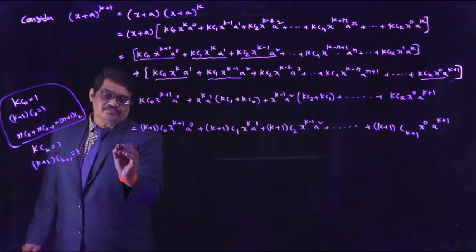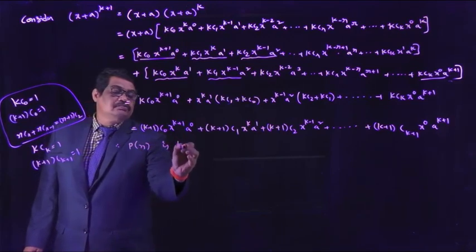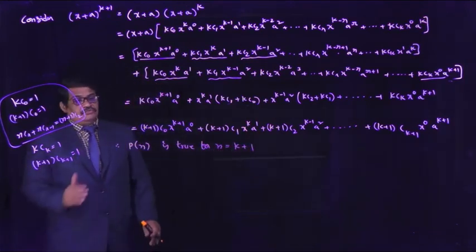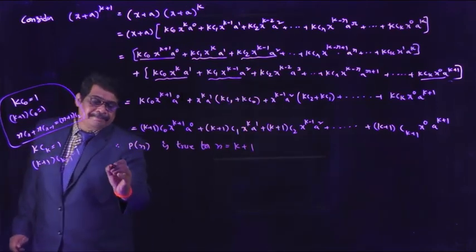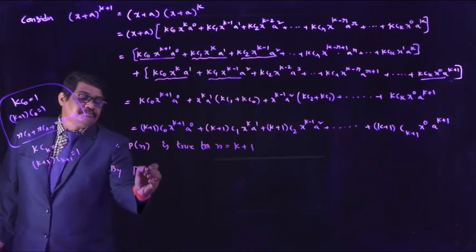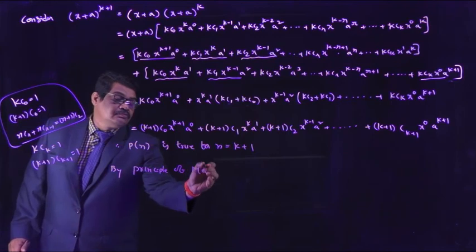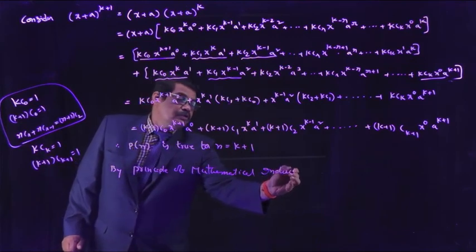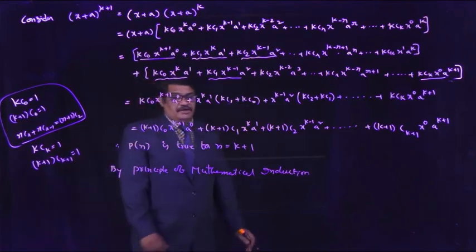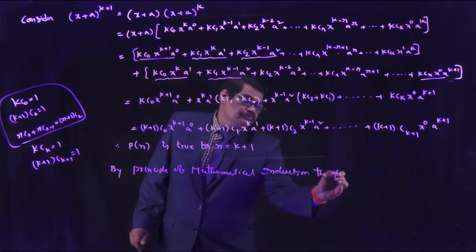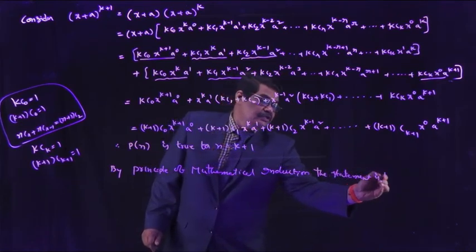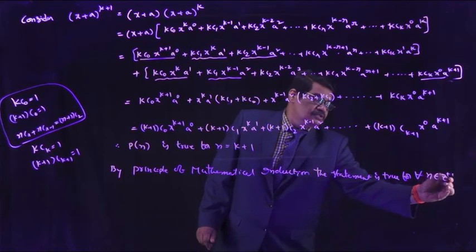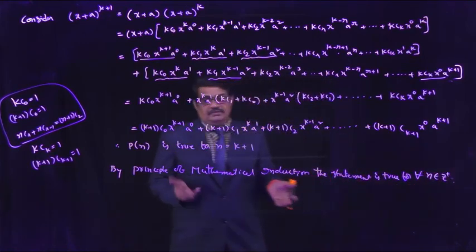Therefore, the statement P of n is true for n equal to k plus 1. So the statement is true for n equal to k plus 1 by the principle of mathematical induction. By the principle of mathematical induction, the statement is true for every n belonging to z plus, that is, for every positive integer.